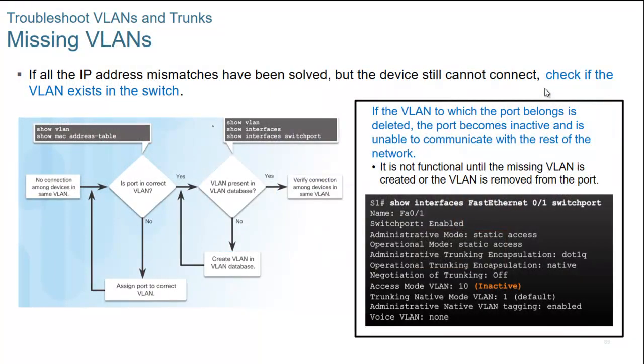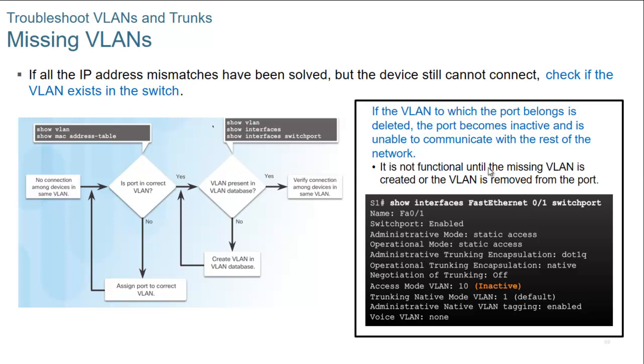If all the IP address mismatches have been solved, but the device still cannot connect, check if the VLAN exists in the switch. Sometimes we misconfigure and we forget to configure certain VLANs. It's always good to verify your work and make sure it is done correctly. If the VLAN to which the port belongs is deleted, the port becomes inactive and is unable to communicate with the rest of the network.